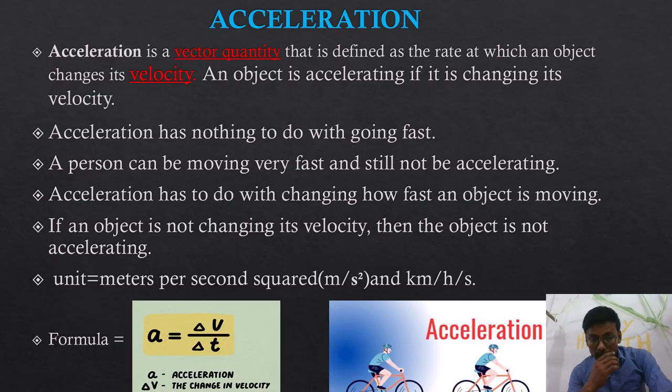So why meter per second square? We know the formula of acceleration: delta v, the change in velocity, divided by time taken. And we know the formula of velocity: displacement by time. So if we calculate using the formula, we get meter per second square, or kilometer per hour square.